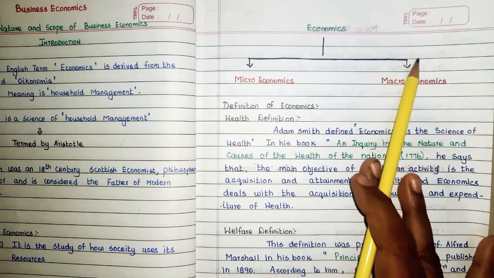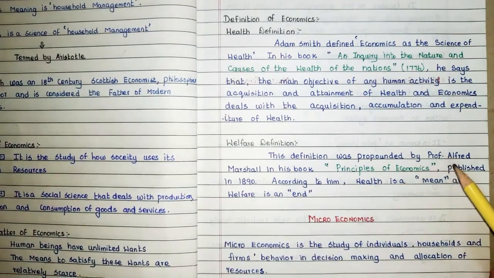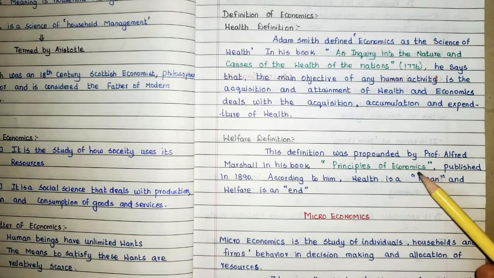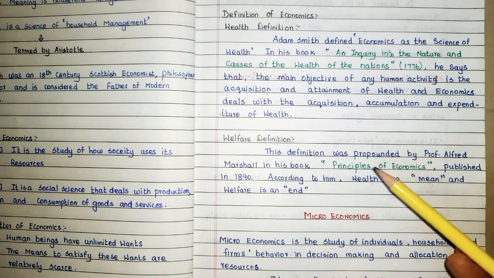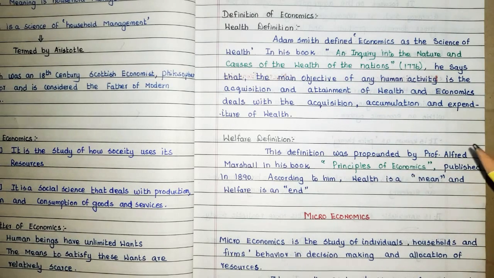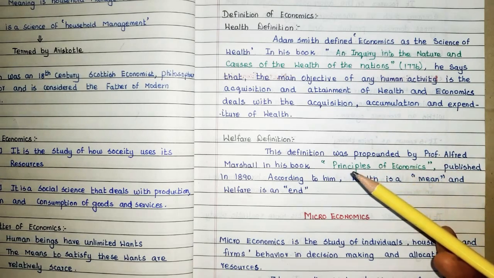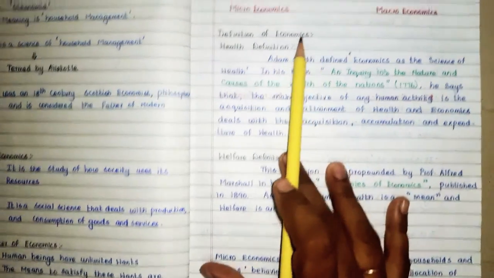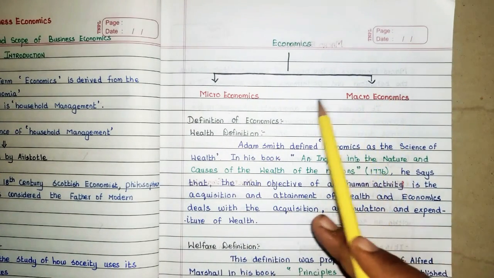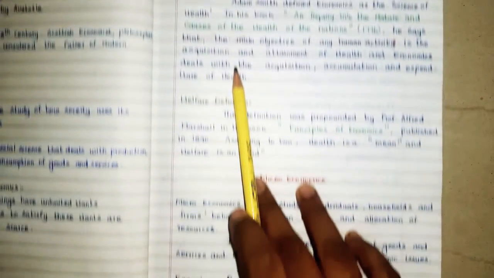A welfare definition was given by another famous economist, Alfred Marshall, in his book Principles of Economics, published in the year 1890. In the welfare definition, Marshall defined economics as: wealth is a means and welfare is an end. This is what economics is about. Economics is split into two broad categories, that is microeconomics and macroeconomics. We shall now see what microeconomics is about.